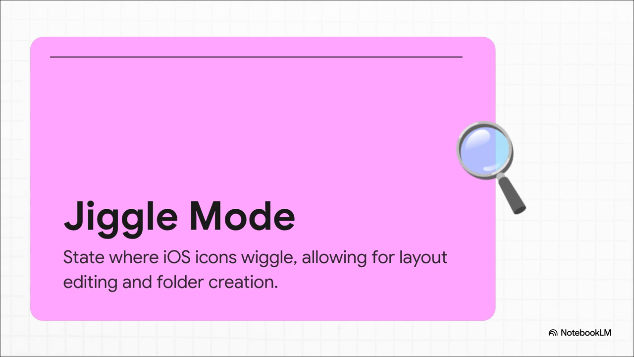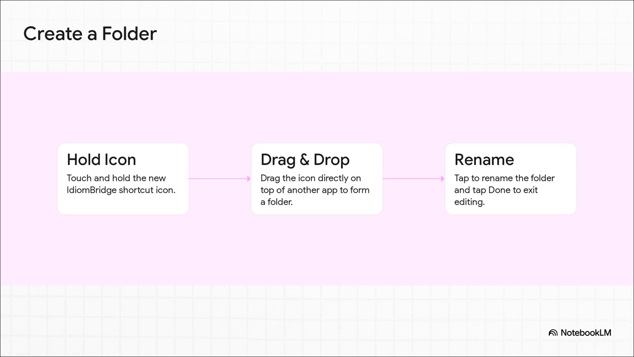You activate it just by touching and holding an empty area of your screen or by touching and holding any icon. This wiggling state is just your visual cue that the layout is completely unlocked and you're free to start creating folders. So let's walk through these final steps to get your study space perfectly organized, and remember, this applies fundamentally to both operating systems. Step 1. Touch and hold your brand new IdiomBridge shortcut icon. If you're on an iPhone, just wait for the icons to enter that famous jiggle mode.